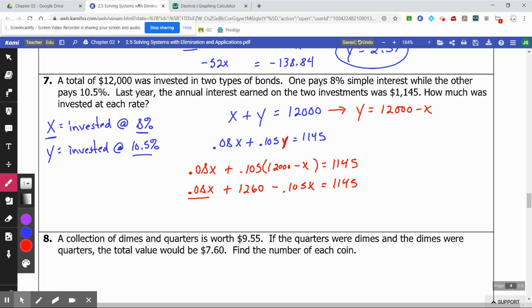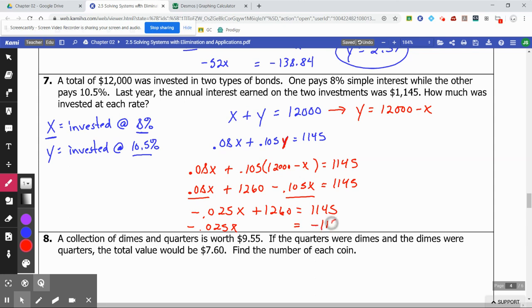Combine your like terms. 0.08x minus 0.105x is negative 0.025x plus 1260 is equal to 1145. And you could have moved that over if you'd like. Next step is going to be negative 0.025x. Move that over by subtracting. So 1145 minus 1260 gives you negative 115.